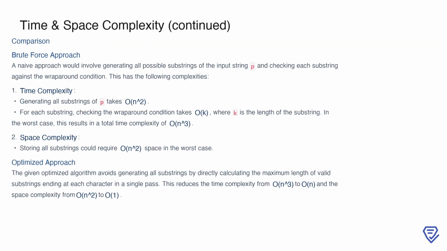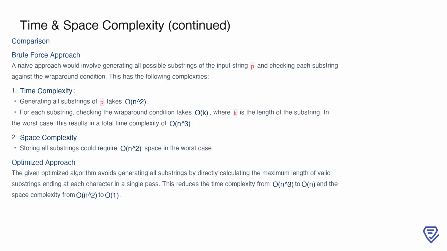To better appreciate the efficiency of the optimized approach, consider a brute force solution. A naive method would generate all possible substrings of the input string p and check each substring against the wraparound condition. Generating all substrings takes n squared, and checking each substring's condition takes k, where k is the substring length. In the worst case, this results in a total time complexity of n cubed. Additionally, storing all substrings could require n squared space.